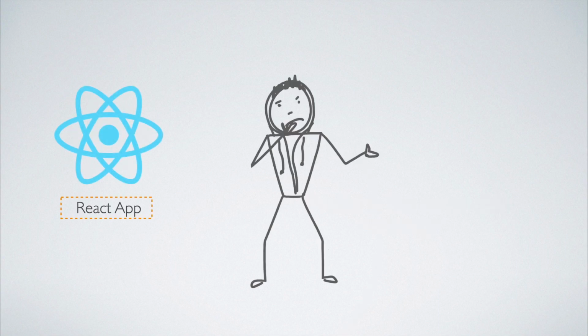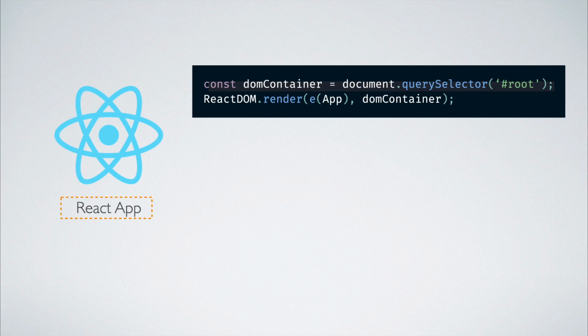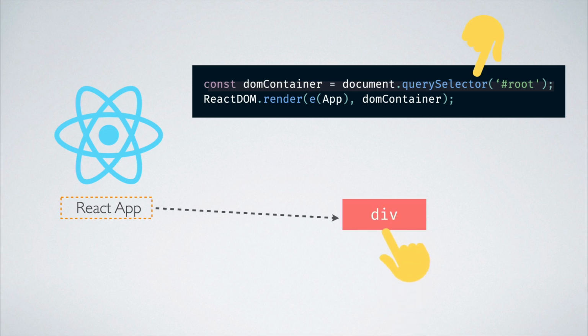In order to understand how server-side rendering works, let us first see how a non-server-side rendered application works. Usually, there is some code that looks like this. Using a query selector, we grab reference of a div with an ID of root. And then, ReactDOM.render will render the entire application into that division. This is what the whole process looks like.